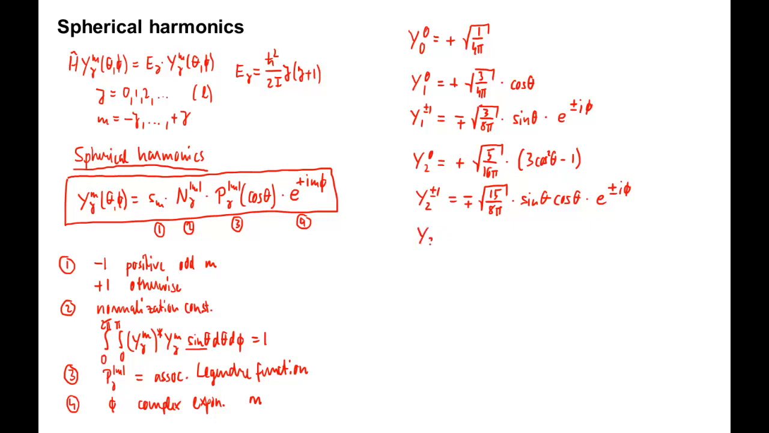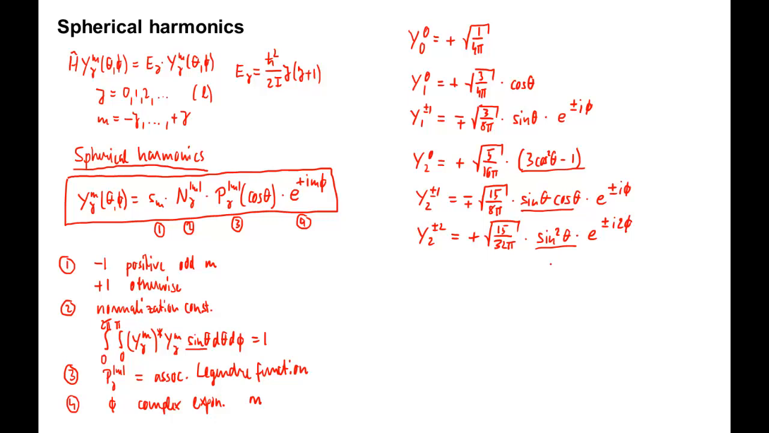And the last harmonics for j equals 2 are Y_2,plus-minus 2. And they're equal to positive square root of 15 over 32 pi times sine squared theta times e to the plus-minus 2i phi. You see that the theta functions for all j equals 2 functions contain a product of two trigonometric terms: cosine squared, sine times cosine, and sine squared. As j increases further, these theta functions become more and more involved.